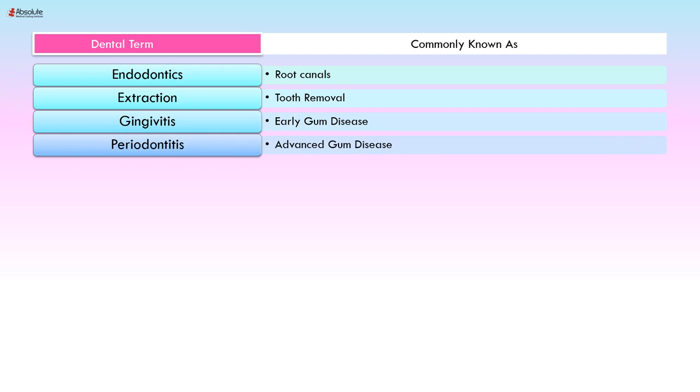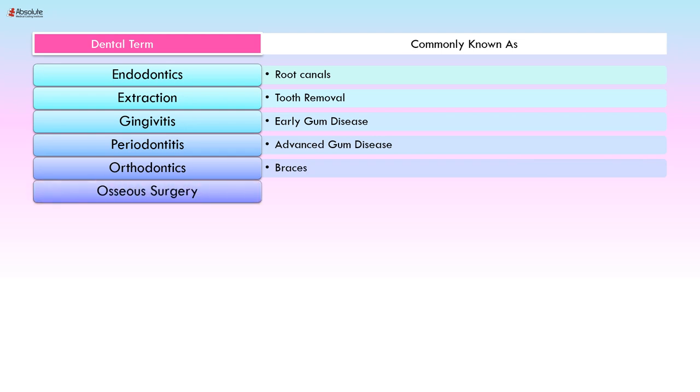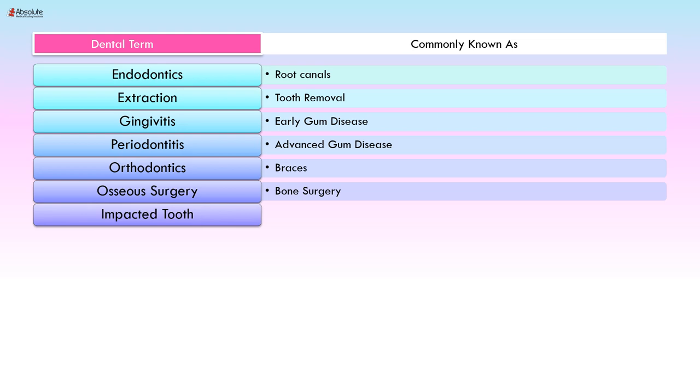Great job. What about orthodontics? Do you know what that pertains to? I think everybody knows this one. Yes, braces. Good job. Orthodontics talks about braces. How about osseous surgery? Commonly known as bone surgery. Okay, impacted tooth. Now, I have to admit, I don't know that it's commonly known as this, but if you know it, I'm going to be very impressed. I know what an impacted tooth is, but I didn't know that they call it a tooth buried in bone. Well, I guess that makes sense.